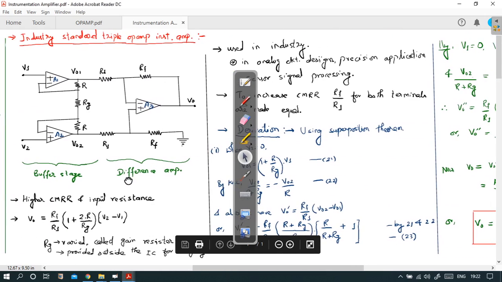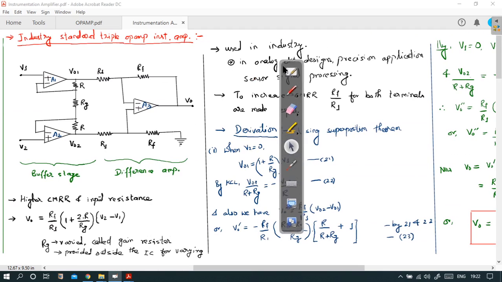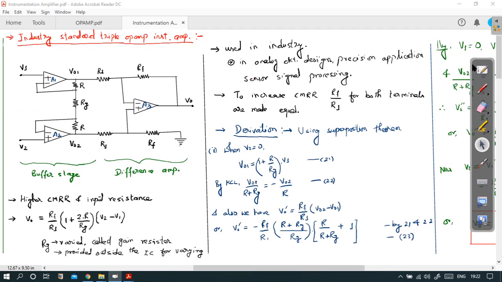This is the industry standard triple op-amp instrumentation amplifier. This is the buffer stage that we had already seen, and this is the difference amplifier stage. This will give a higher value of CMRR, and the input impedance would be again higher as compared to a simple instrumentation amplifier.